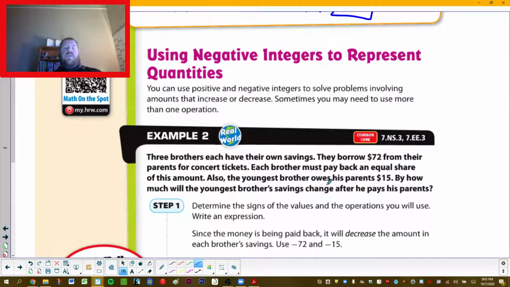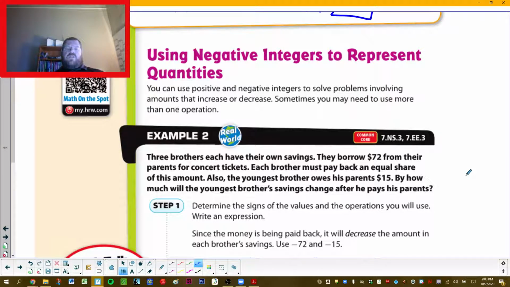Also, the youngest brother owes his parents $15. So this is in addition to that $72, or their share of that $72. Because it wouldn't be fair for all 3 brothers to have to pitch in for these $15, because the other 2 brothers don't owe the parents anything from that $15. By how much will the youngest brother's savings change after he pays his parents?